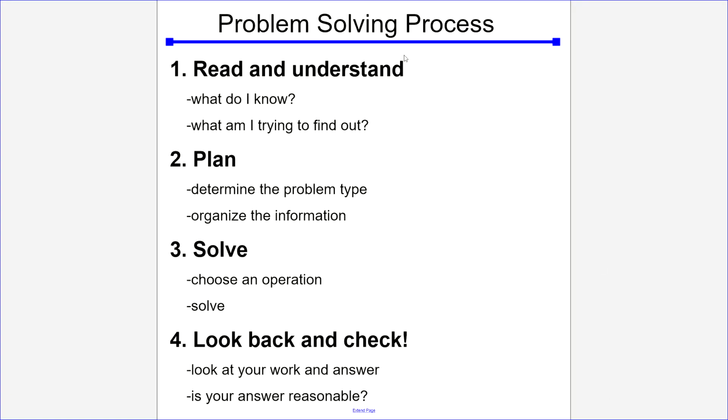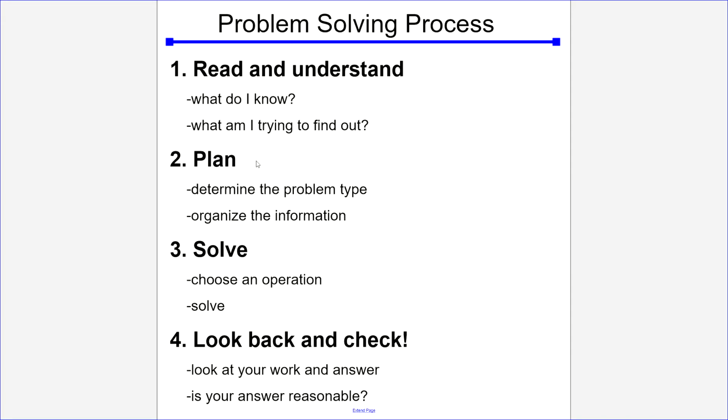Let's go ahead and quickly talk about the problem-solving process. Anytime you're solving a story problem, whether it's an addition story problem or a subtraction story problem, or even, 3rd grade, a multiplication or division story problem later in the year, you'll use this same problem-solving process. We have 4 steps to solving a story problem. First, we have to read and understand the problem. We need to figure out, what do I know? And also, what am I trying to find out? Or what is the unknown in the problem?